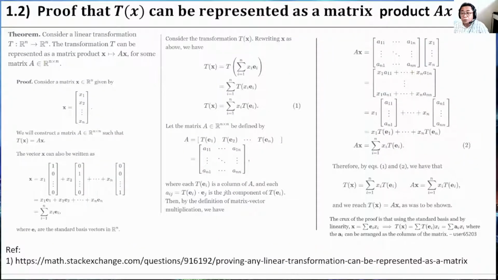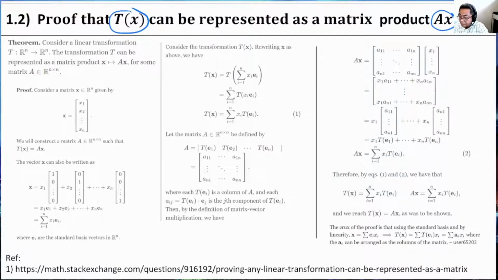We'll leave you to read the proof here, why Tx can be represented as a matrix product A times X. Briefly, if X is an element of Rn, then we write it as a column vector where each of these elements x1 to xn are real numbers. Now we want to find out why Tx can be represented as Ax.